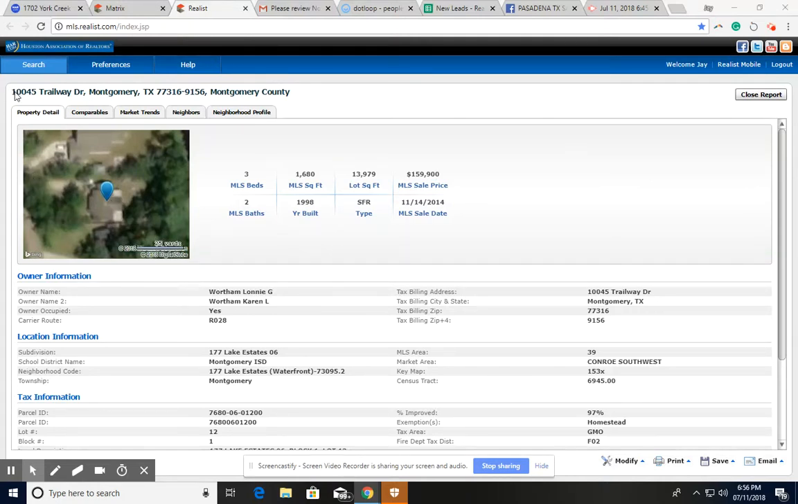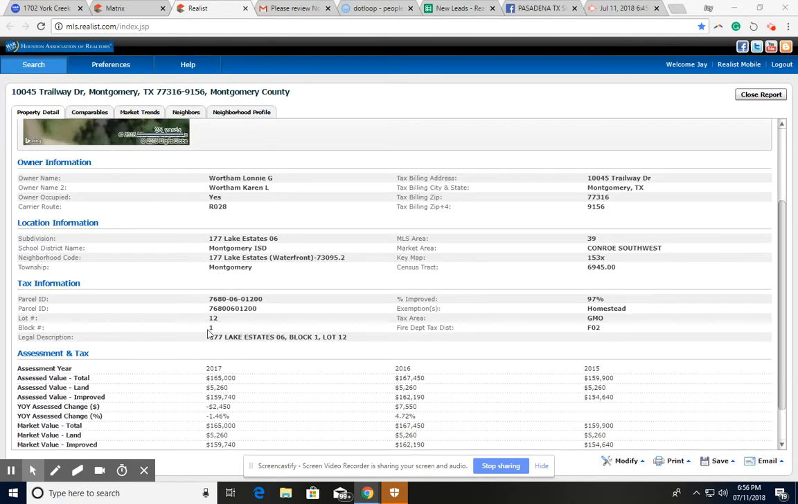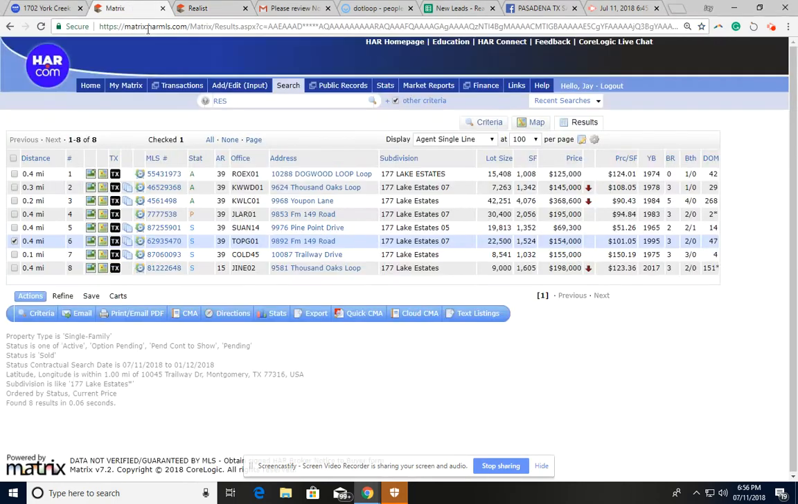Okay, so we're looking at 10045 Trailway Drive in Montgomery, Texas. It is a 3-2 over 1600 square feet, and the lot size is above 1300 square feet. And it's located in the 177 Lake Estates subdivision. If we look at the comps, there's really not much to go off of. There was just this one for 154.